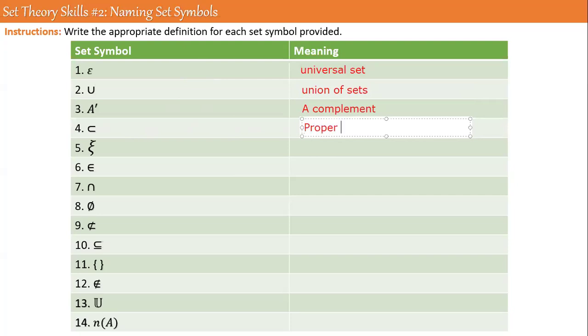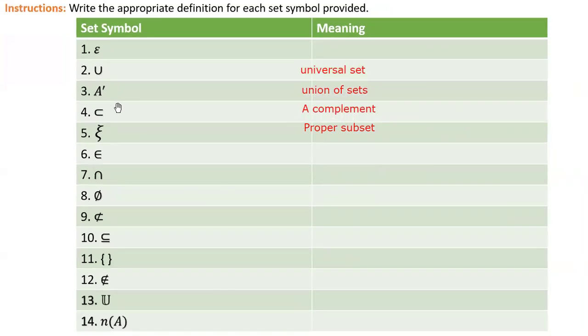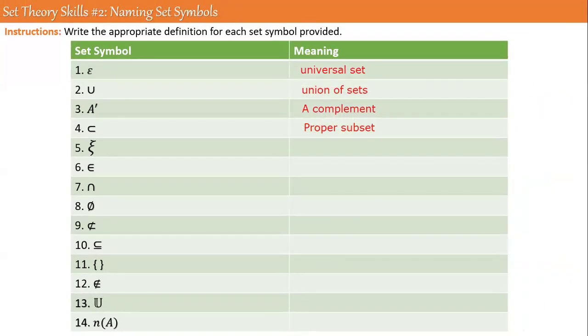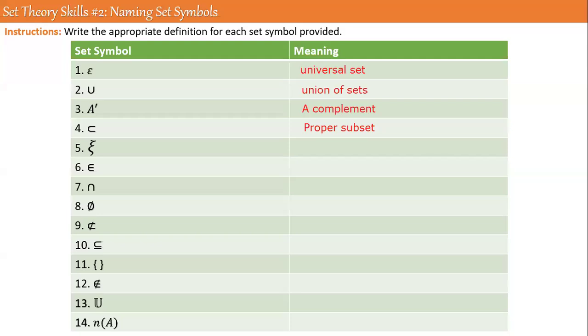Now, why we say it's a proper subset, we briefly went over this. It doesn't have a line underneath it. See that? If I zoom in, let me zoom in. If you notice carefully, this doesn't have a line underneath it, but this one does have a line. So number 10 would be subset. Number 4 is proper subset. All right, so just be careful of that. So let's go back out.